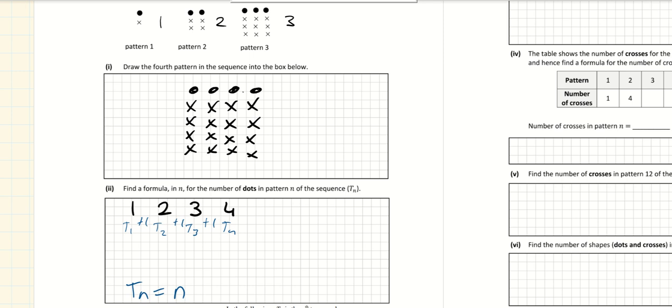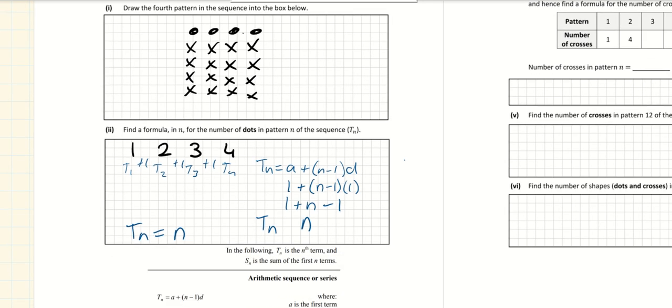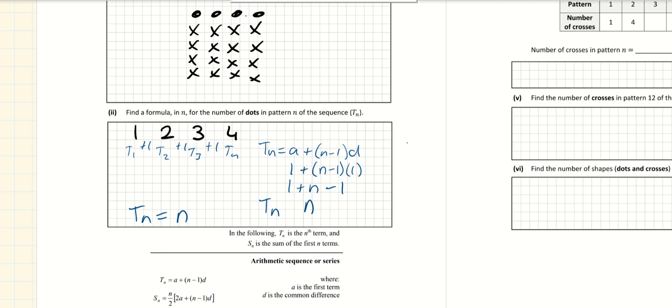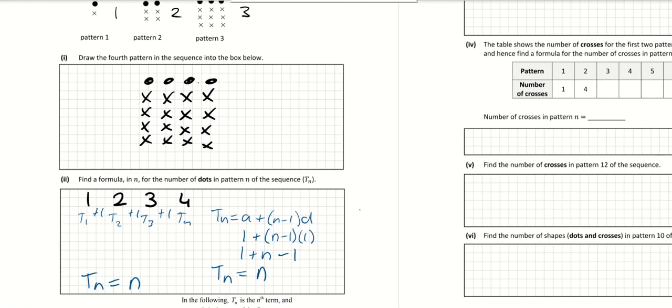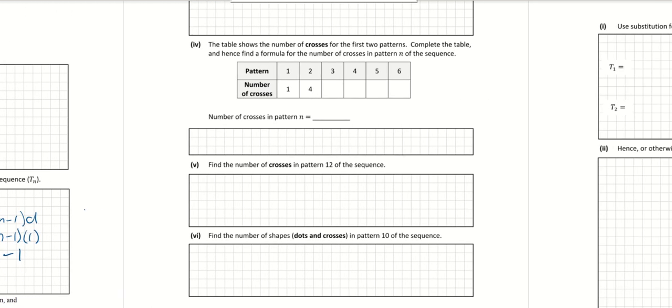So if you did want to just put it in the formula properly, it would be Tn is, remember, a plus n minus 1 d. So a will be 1, plus n minus 1 times the difference, which is 1. So it'd be 1 plus n minus 1, which is just n. So either way, Tn is just going to be equal to n. Okay, so that's the number of dots. Right, and there's the formulas below there. So if you want to do it properly, it's like that, but you could just see it's 1, 2, 3, 4. Okay, moving on up to the next part of the question.